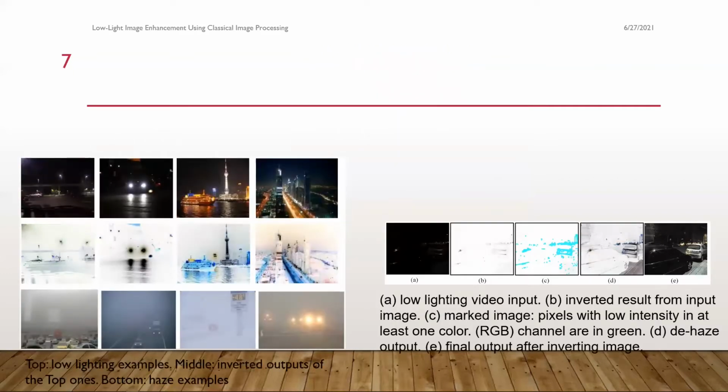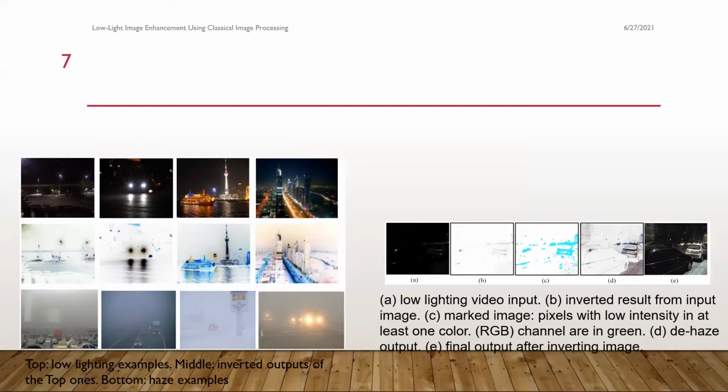In today's technology, it's very clear that low lighting image enhancement has much in common with image haze removal, because after inverting low lighting images, the resulting image looks very much like videos captured in hazy lighting conditions. Figures provide some examples of low lighting images, inverted low lighting images, and images captured in hazy lighting conditions.